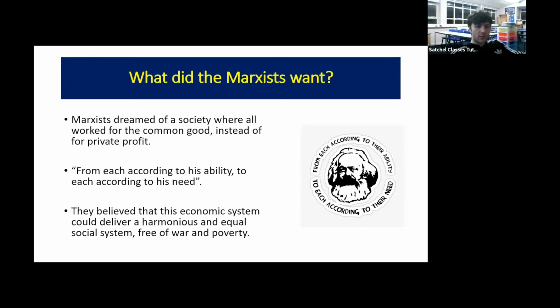So you do whatever you can and you receive whatever you need, rather than by buying and selling things like you would under capitalism. And they hoped that that system could deliver a world that was equal and free of war and poverty. So no one would be going hungry or wanting for anything anymore.